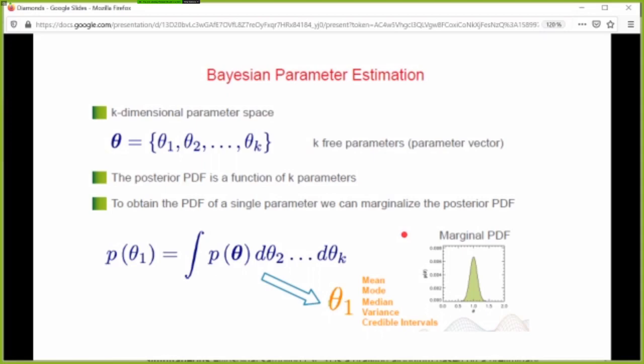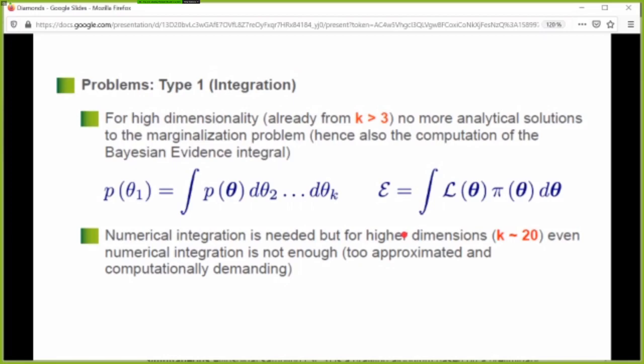Okay, so that's it for the main concepts of Bayesian statistics. As you can see, in this type of problem we need to compute integrals, but we are going to face some problems because of the high dimensionality of the integrals. Already for k superior to three, there are no more analytical solutions to the marginalization problems, and consequently also for the Bayesian evidence.